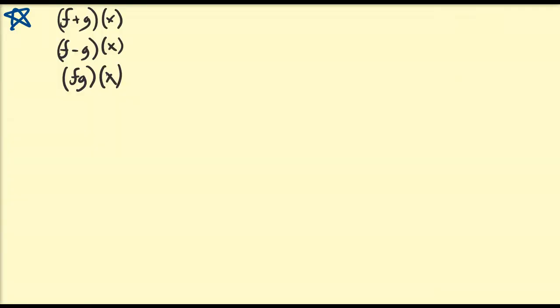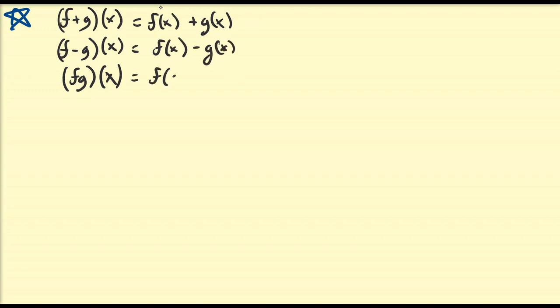Alright, so to begin, let us define what f plus g, f minus g, and fg of x are equal to by definition. So f plus g of x is going to be defined to be equal to the function such that f of x plus g of x is the sum of these two functions. Similarly, this is going to be f of x minus g of x, and this is going to be f of x multiplied by g of x.